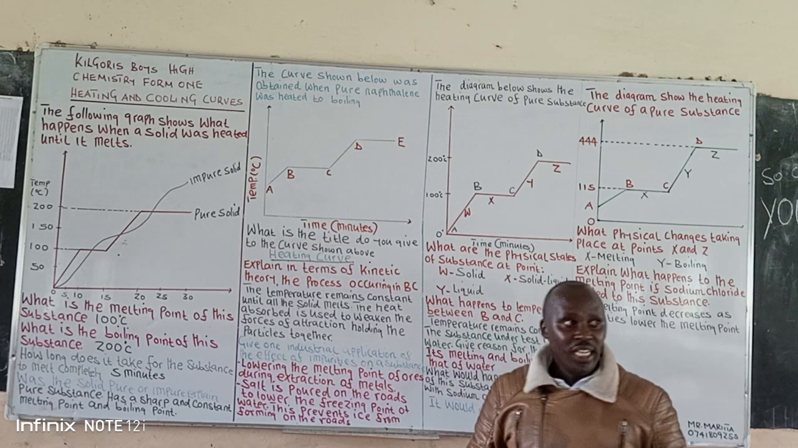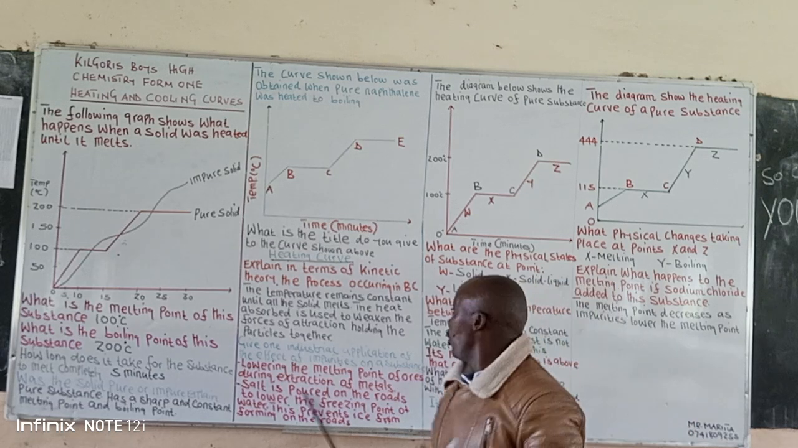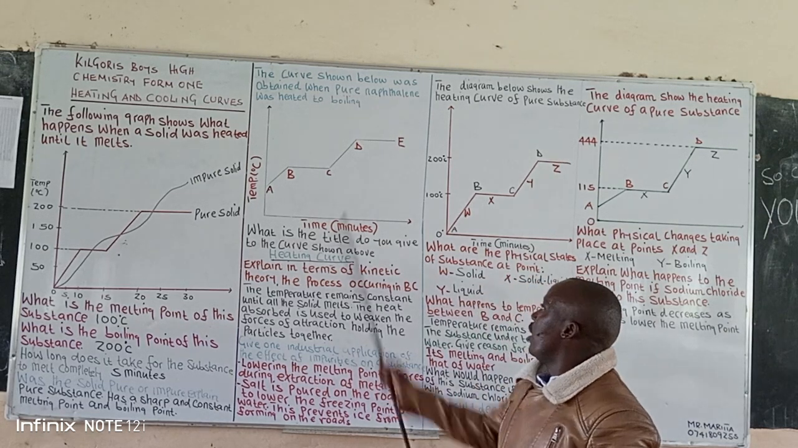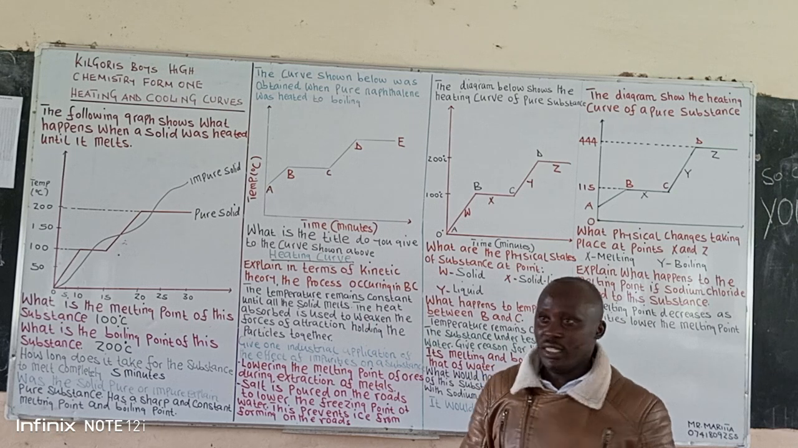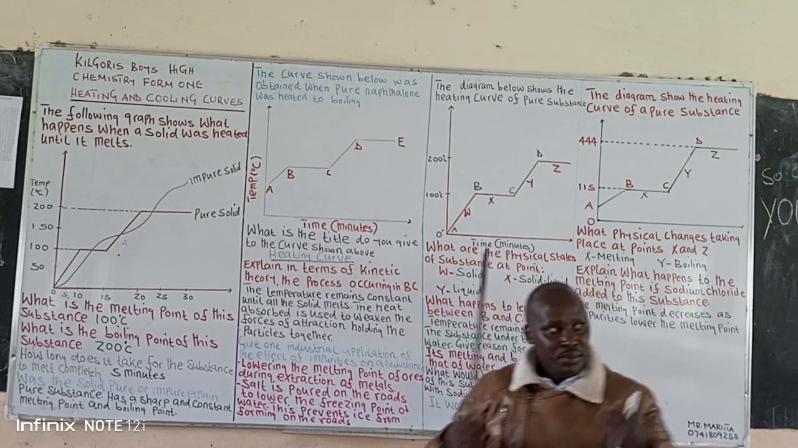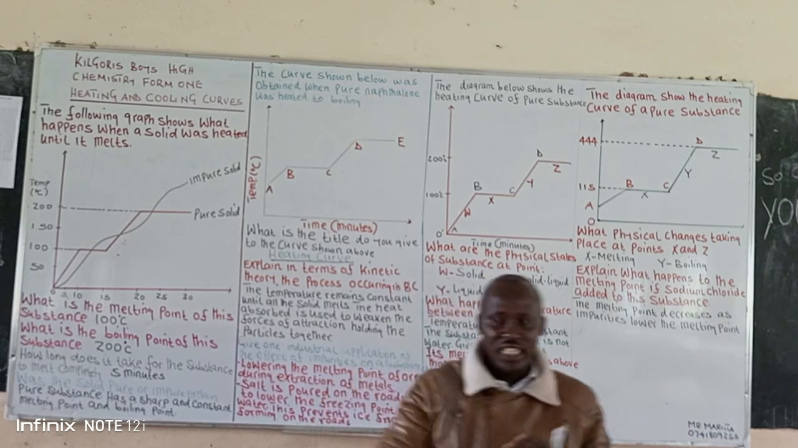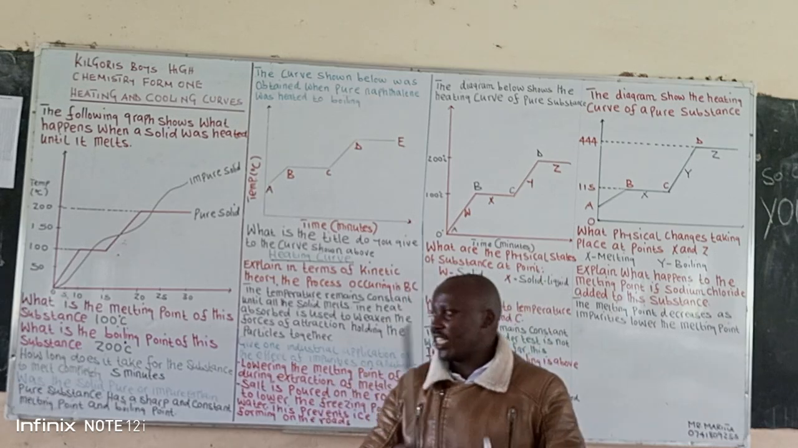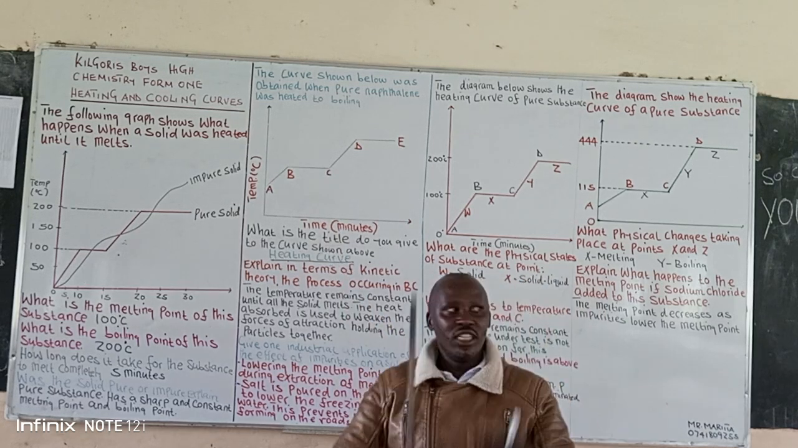Then explain in terms of kinetic theory the process occurring at PC. In terms of kinetic theory, if you check on this graph at AP, the temperature is rising steadily because there is a gain in kinetic energy. In the PC, in that case, the temperature remains constant.